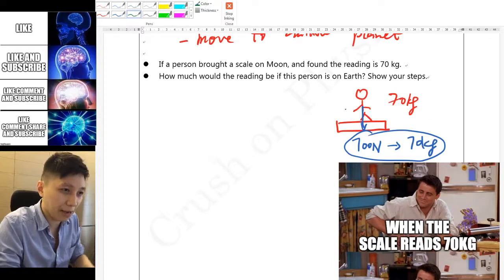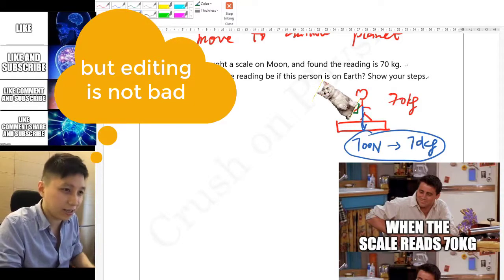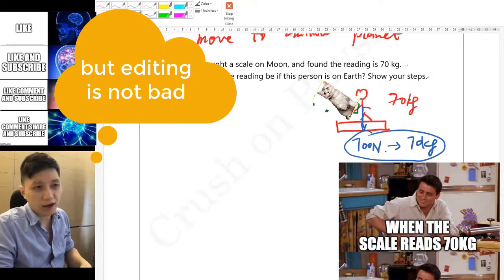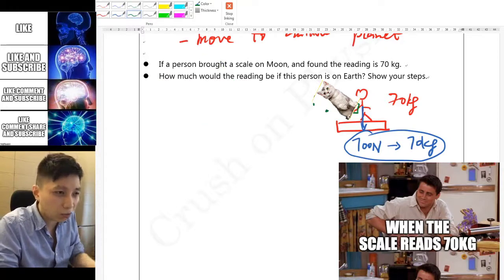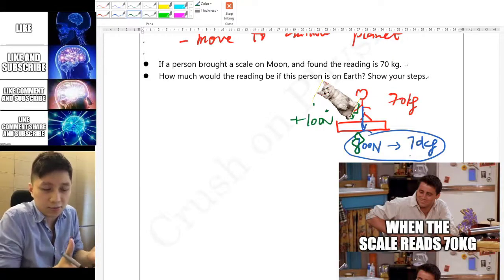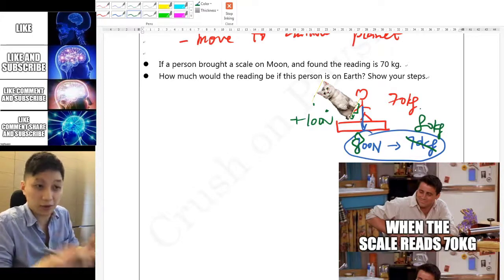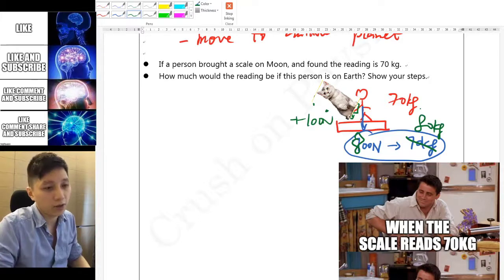For example, if you somehow pick up a cat, I am not good at drawing anything, and say the cat is 10 kg, okay? In this case, the total weight that you both have will have an extra 100 Newton, for 800 Newton right now. And therefore, the scale under your feet will show, instead of 70 kg, 80 kg, okay? Because the force on the scale will be 800 Newton.